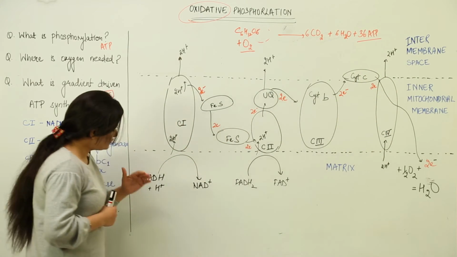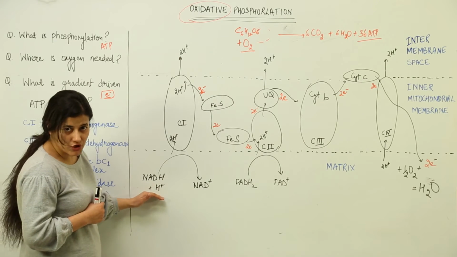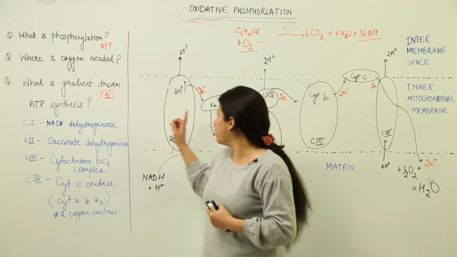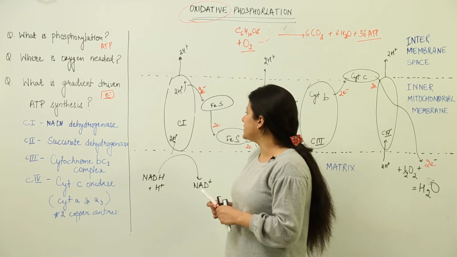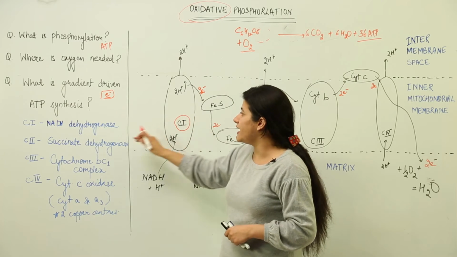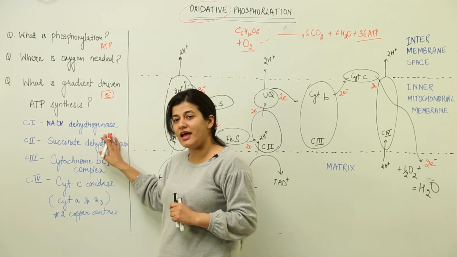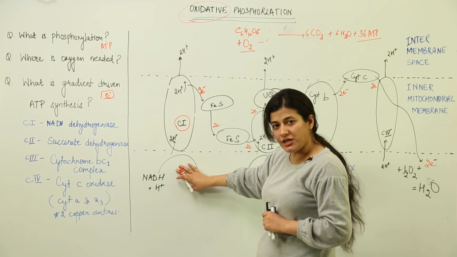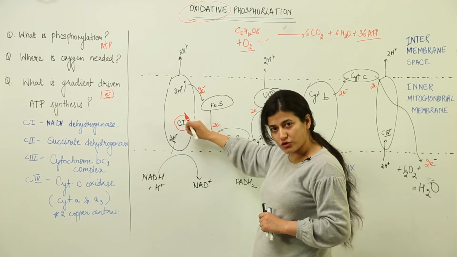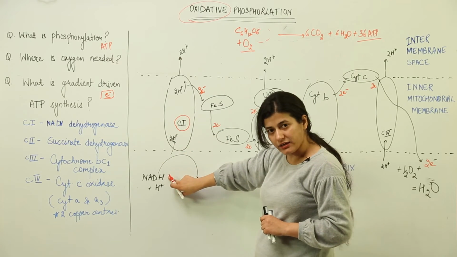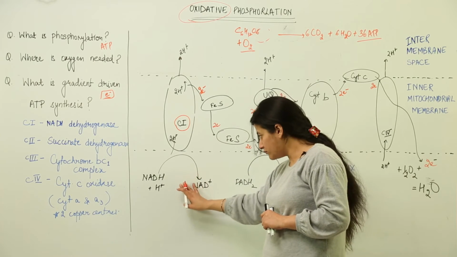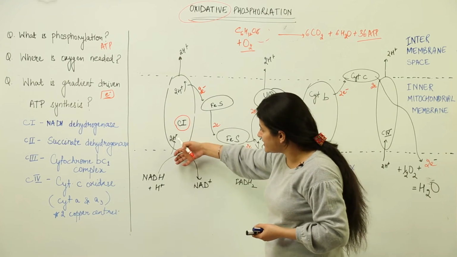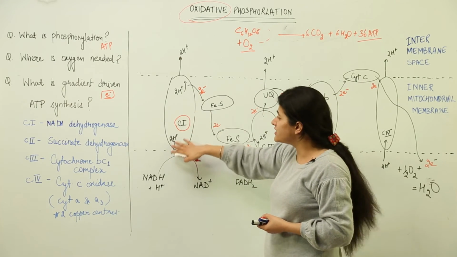Now what happens? This NADH is going to lose its protons to complex number 1. This is complex number 1. Please pay attention. What is complex number 1? It is NADH dehydrogenase. This is an enzyme which is embedded in the inner mitochondrial membrane. NADH dehydrogenase takes up the protons from this particular NADH and it reduces it to NAD positive. All right, this has been done. Because this has taken up hydrogen ions, it has got oxidized.